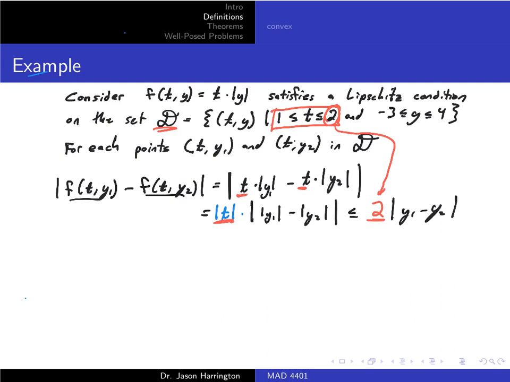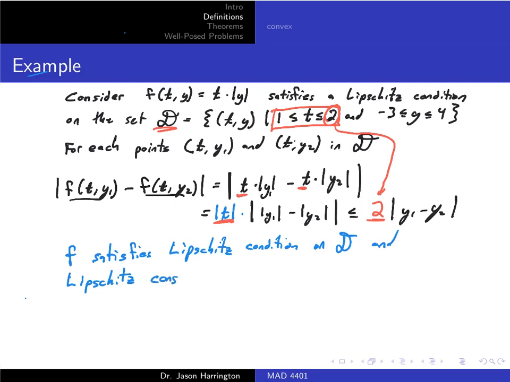So, yes, it satisfies a Lipschitz condition, so f satisfies the Lipschitz condition on D, and my Lipschitz constant L is equal to 2. And remember, this is my L.